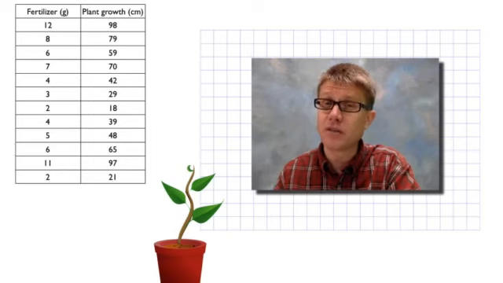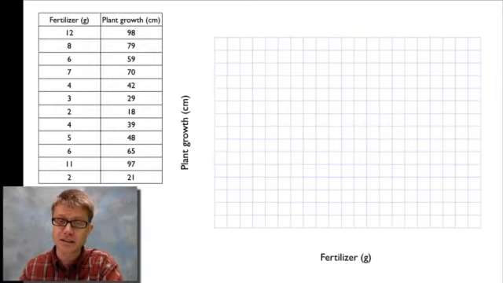Since I'm varying the amount of fertilizer, I want that to be on the x-axis, and I want plant growth to be on the y-axis. The thing you change will be here, and the thing that you measure will be here.